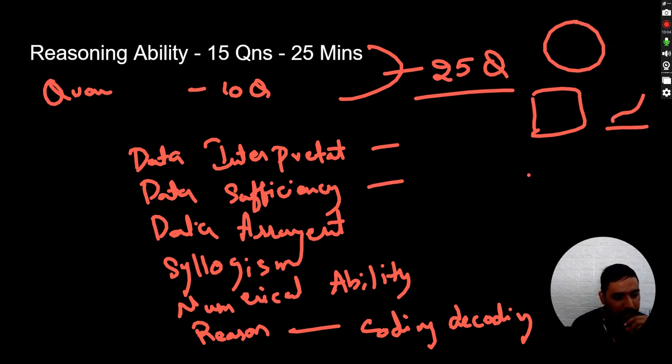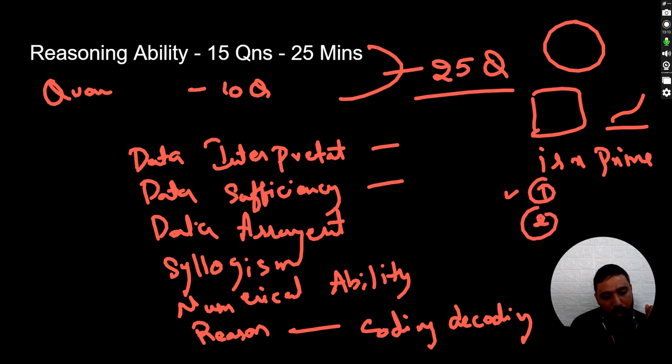Data sufficiency, where a question is given to you, let's say, is x prime, and by using the two statements, you have to tell whether the first statement is sufficient to answer the question, or the second one is sufficient, or both together are sufficient, or both together are not sufficient. So these kinds of questions.